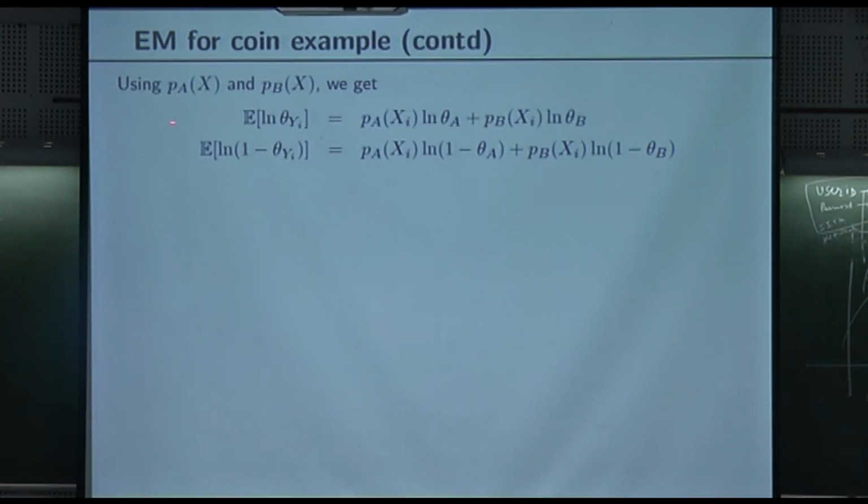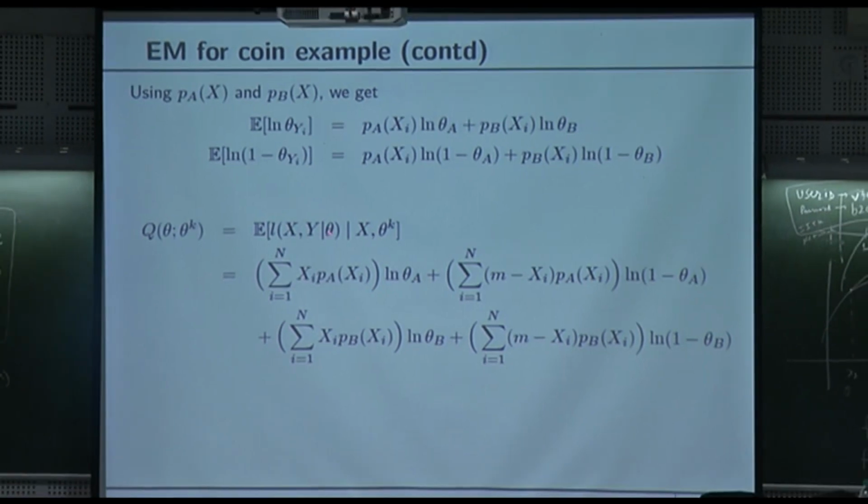Using P_A(x) and P_B(x), the expectation of log theta y_i is P_A(x_i), the probability given x_i that the coin was coin A, times log theta A, plus P_B(x_i), the probability given x_i that the coin was B, times log theta B. The expectation of log of 1 minus theta y_i is similarly P_A(x_i) log 1 minus theta A plus P_B(x_i) log 1 minus theta B. This is exactly what the log likelihoods are. Q of theta given theta k is the complete log likelihood, with the expectation taken with respect to x and theta k. So what do we have over here?